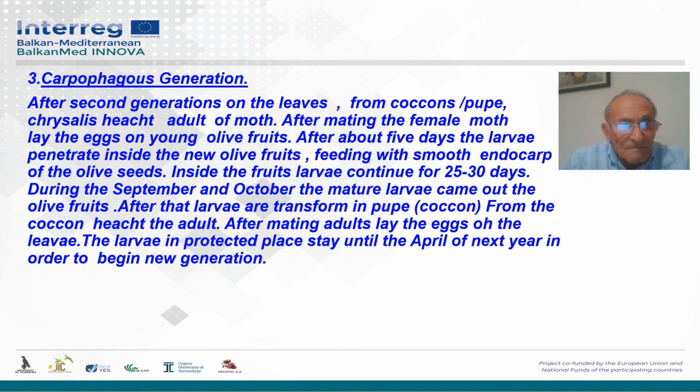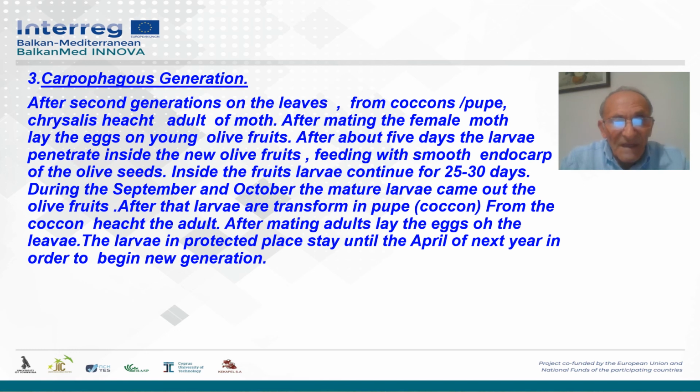Carpophagous generation. After the second generation on the leaves, from the cocoons, the pupae and chrysalids hatch into adult moths. After mating, the female moth lays the eggs on the young olive fruits. After about 5 days, the larvae penetrate inside the new olive fruits, feeding on the smooth endocarp of the olive seeds. Inside the fruits, the larvae continue for 25 to 30 days.